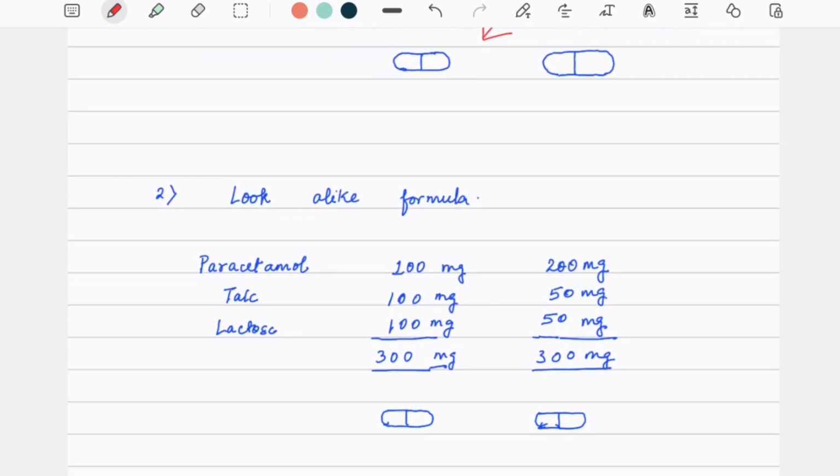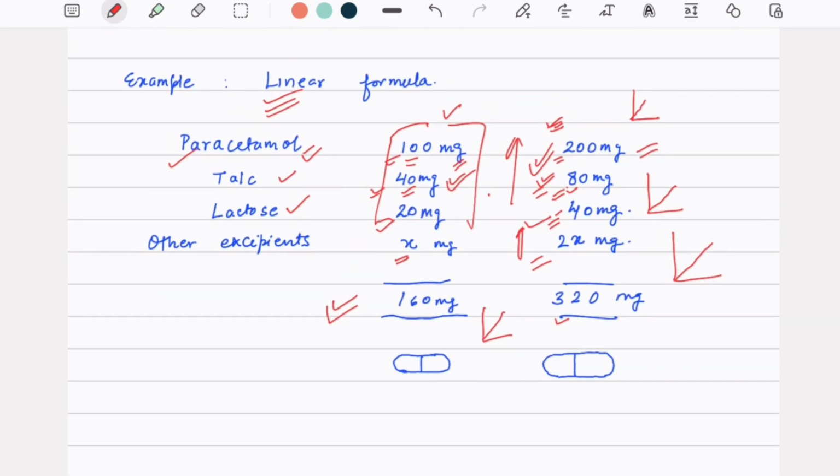Now we have the second case, the look-alike formula. There are formulations which have multiple strengths. Here also I have taken two strengths, 100 mg and 200 mg, but in this case, to understand, we will go backwards. Here you can see the formulation: the 100 mg and 200 mg are looking very similar in shape and size. In the first example, the linear formula, the size of the tablet or capsule is also increasing as the API content or the excipient content is increasing. For example, here it is 160 mg and here it is 320 mg.